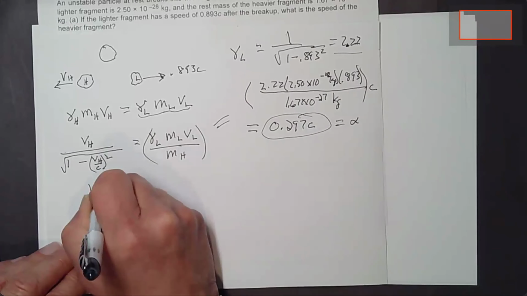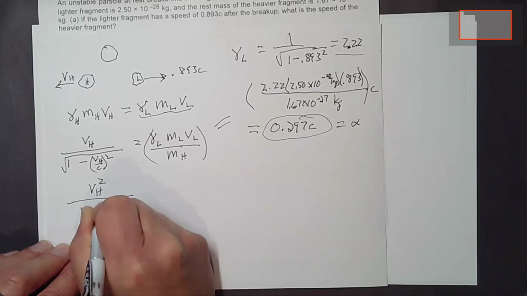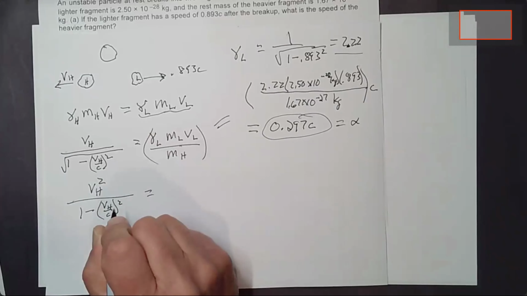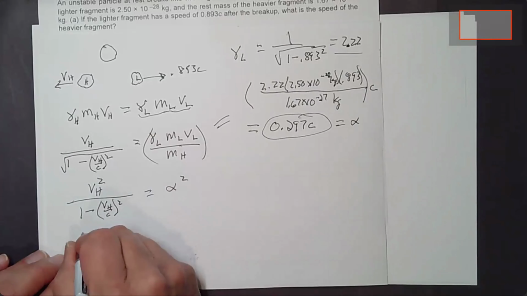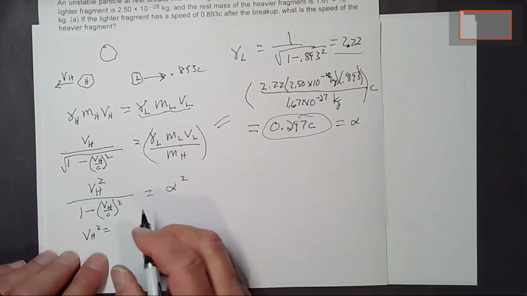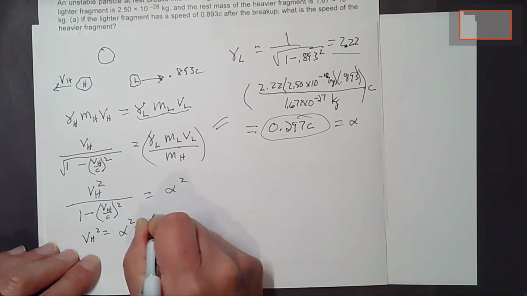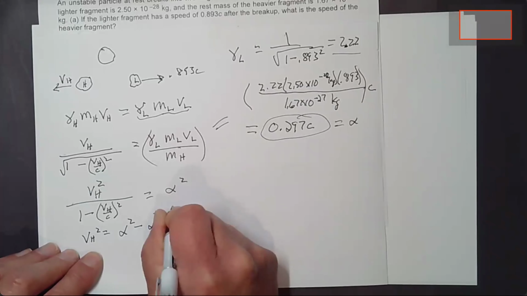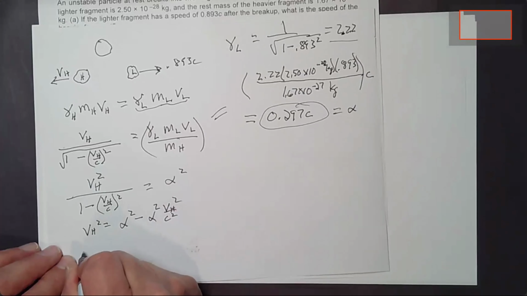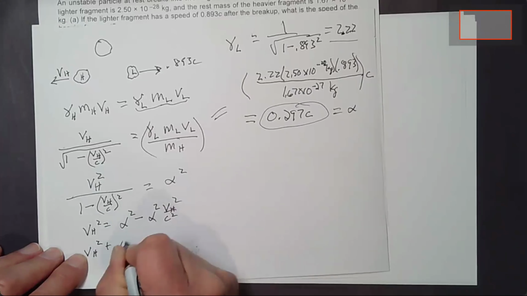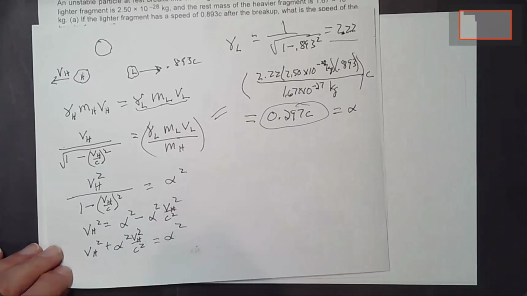So I'll get V sub h squared over 1 minus V sub h over c squared is going to equal alpha squared. Multiply out from underneath here, and I would get V sub h squared is going to equal alpha squared minus alpha squared times V sub h squared over c squared. Bring this thing back to the other side. So I would then have V sub h squared plus alpha squared V sub h squared over c squared is going to equal alpha squared.